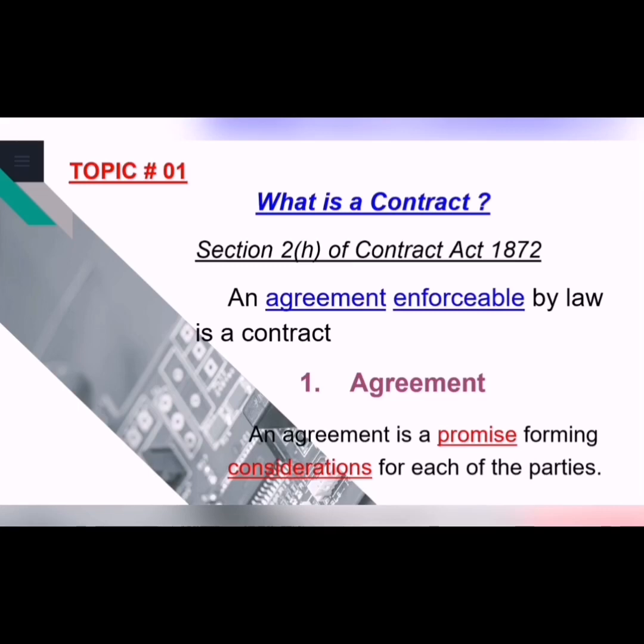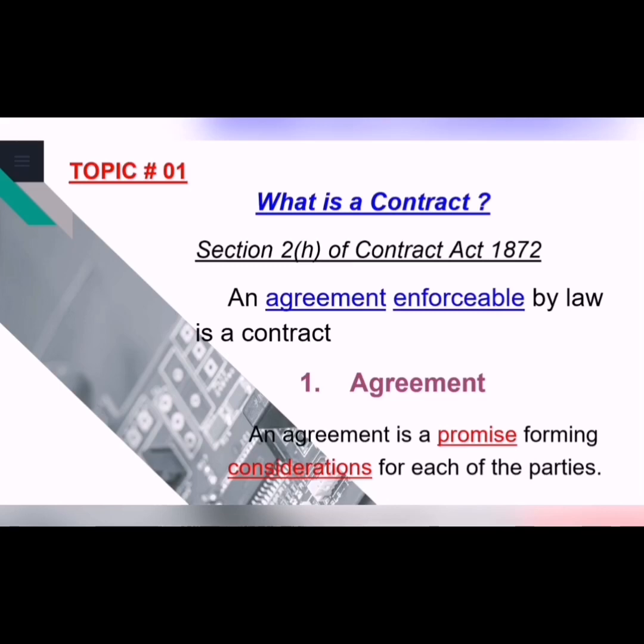This definition is given to you according to section 2 subsection H of Contract Act 1872. This one is very precise, easy to learn and easy to understand. Now again, putting emphasis on this particular definition, you can see this definition comprises two main pillars. The first one is agreement and the second one is enforceable.